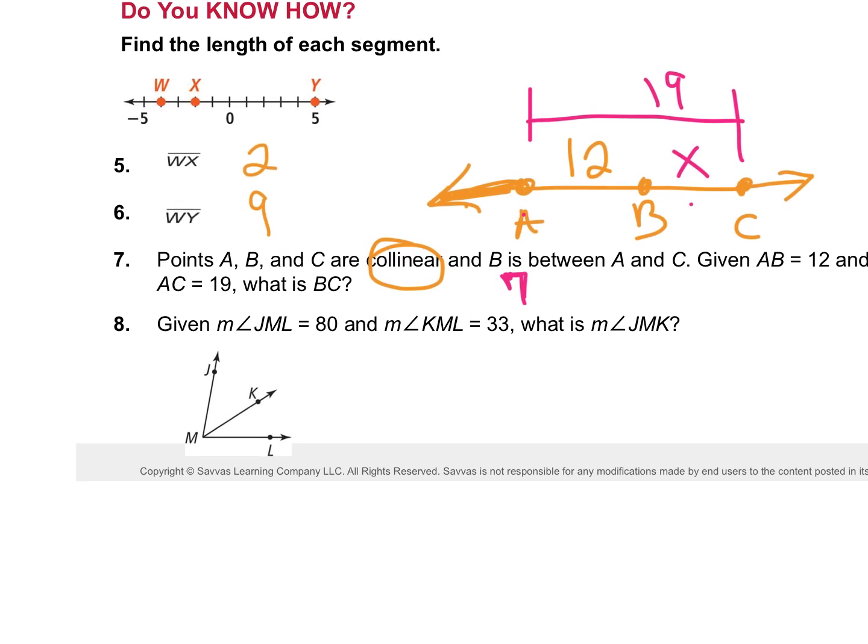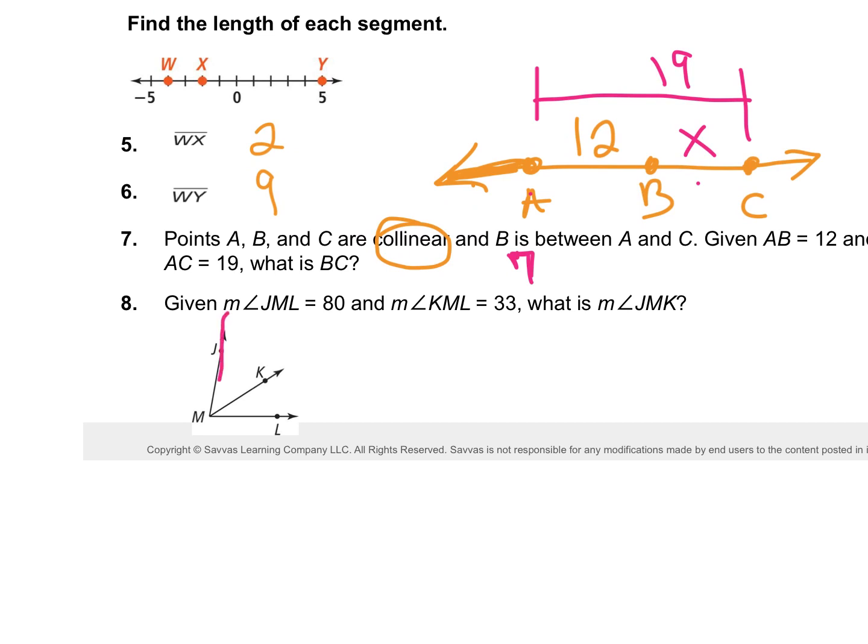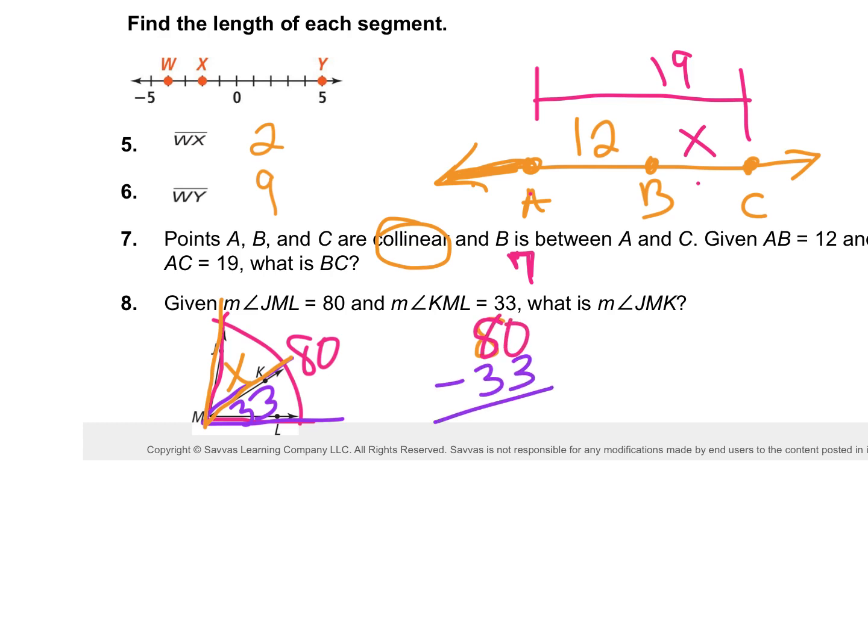All right, and then this last one, given JML is 80, and KML is 33. What is JMK? Well, 80 minus 33 equals 47. And that's about all there is even to the homework tonight.